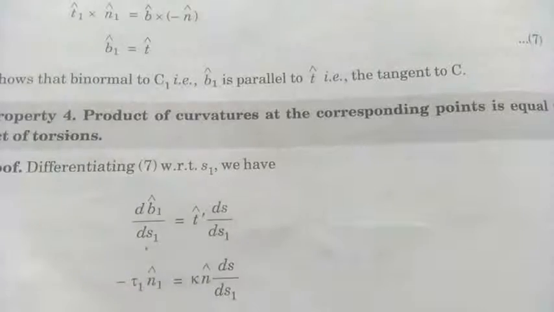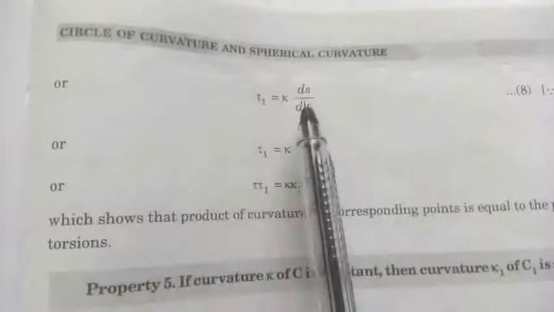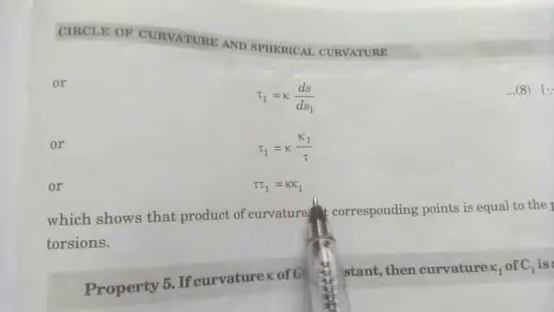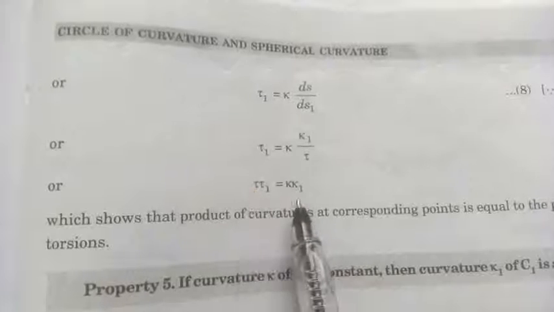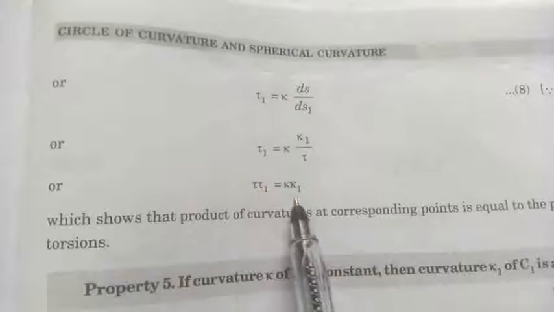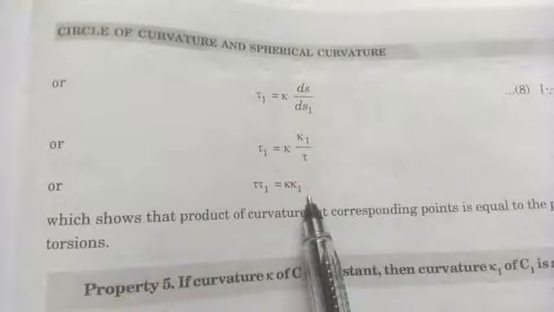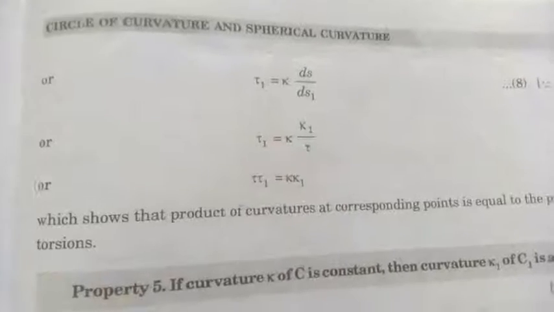So using this, we get the value of the torsion for the curve C1. So we have obtained the value of tau 1 from here. Now substituting the value of ds by ds1, we get tau 1 is equal to K1. Tau and K are the torsion and curvature corresponding to the curve C, and tau 1 and K1 are corresponding to C1. So we have proved that the product of torsions is equal to the product of curvatures. So this is the fourth property.